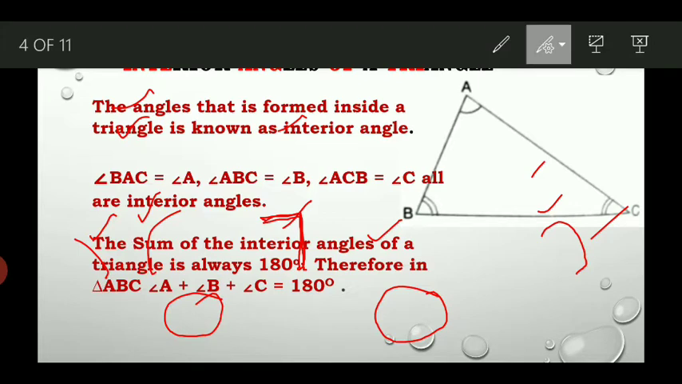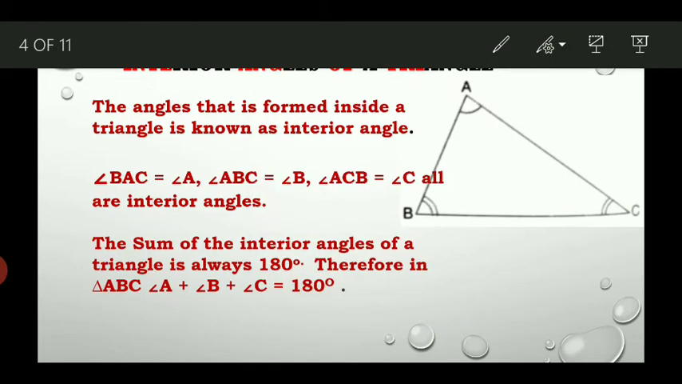Next, the angle that is formed inside a triangle is known as an interior angle. Okay, this is what I just told you.